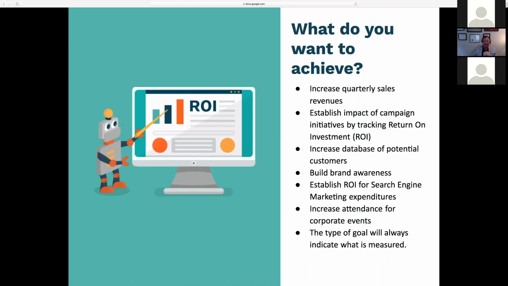And you'd be surprised how little of this happens with our customers, or our clients and people within the industry. I think what your goals are really inform what marketing automation tool you end up going with. So are you looking to increase your quarterly sales revenue? Are you looking to be able to understand ROI better? Are you looking to build brand awareness, increase attendance for corporate events? These types of things. There's a variety of different goals. There's no one right goal. There can be a number of different ones.